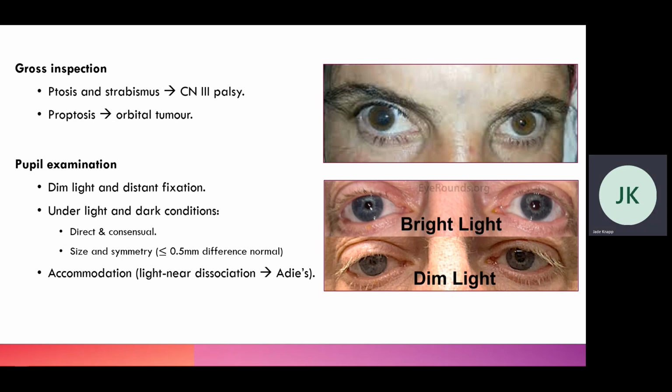So a couple of examples. The top one, under bright lighting, the left pupil is bigger than the right? Patient's left, your right.